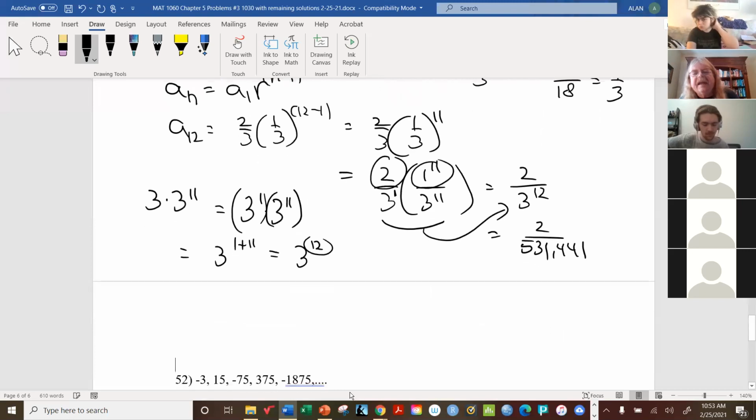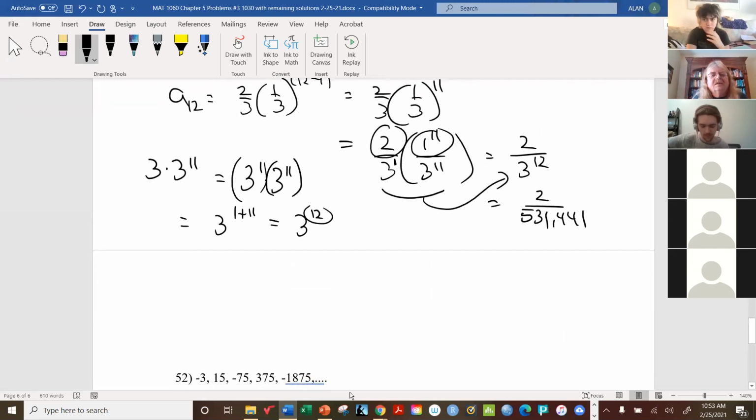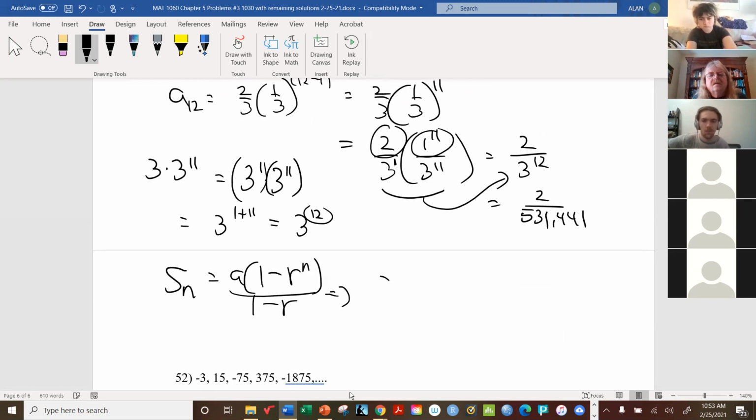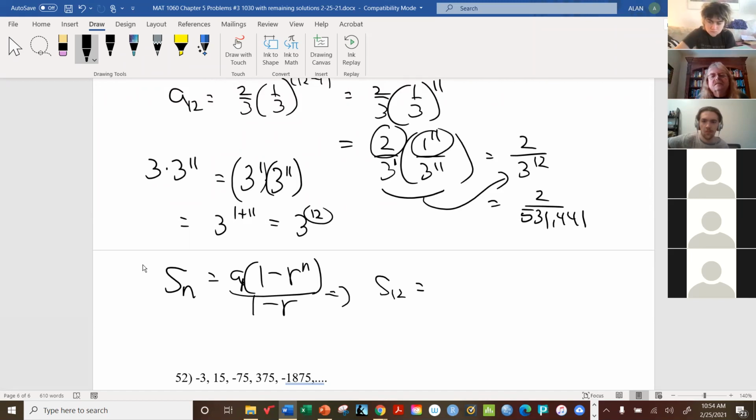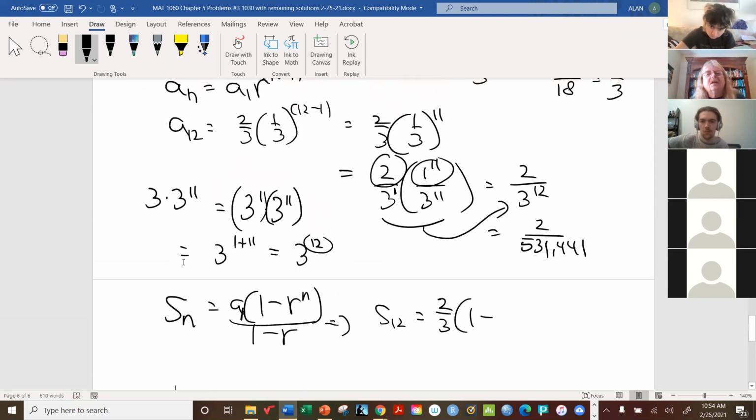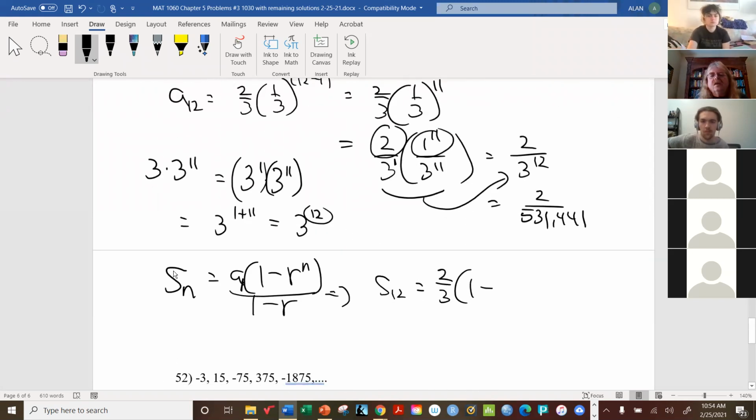All right. Now that was A12. Now what about the sum? Ooh, no, it's not going to be that bad, because look, all you have to do is this. So we started out, oops, this is A1, not A, it's A1. A1, remember, was 2/3. One minus the common ratio we determined, remember, was 1/3. So we'll have 1/3 to the 12th all over 1 minus 1/3.